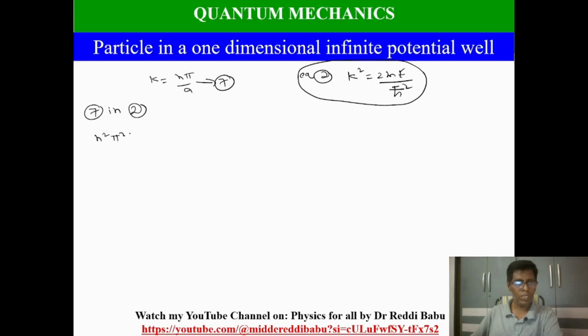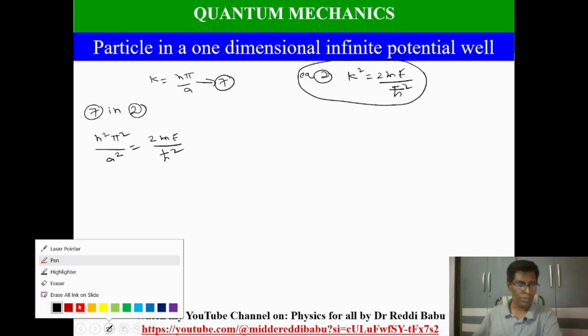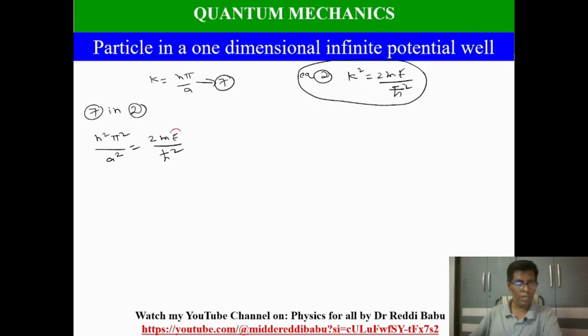So I am substituting there n square pi square by a square is equal to right hand side 2me divided by h cut square. Okay. Now I need the equation for the energy of the particle. So write the equation for E. The remaining things I am sending to the left hand side. So h cut square divided by 2m into n square pi square by a square is equal to E.